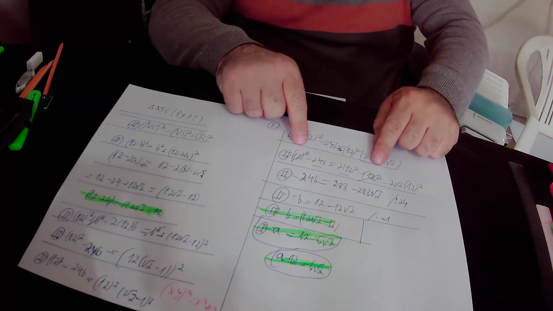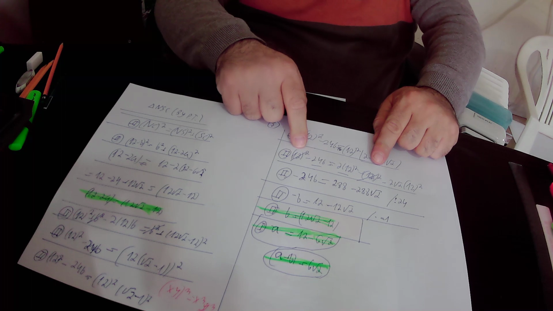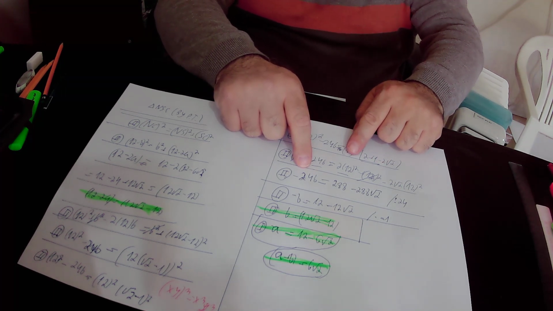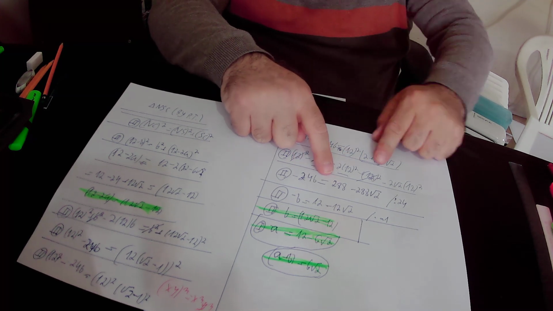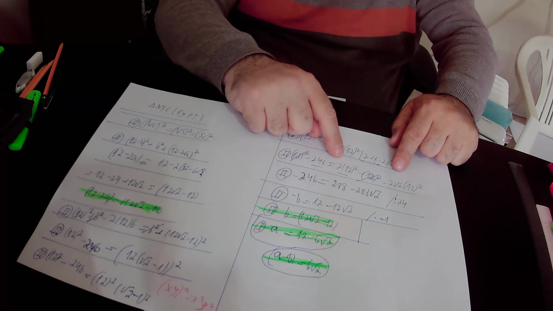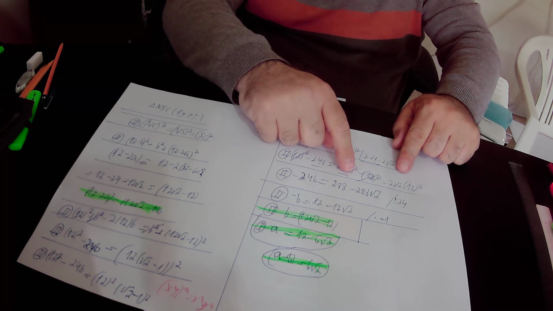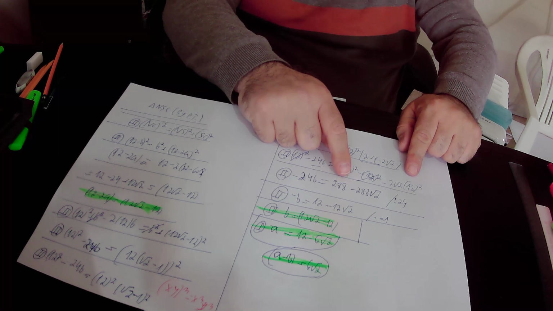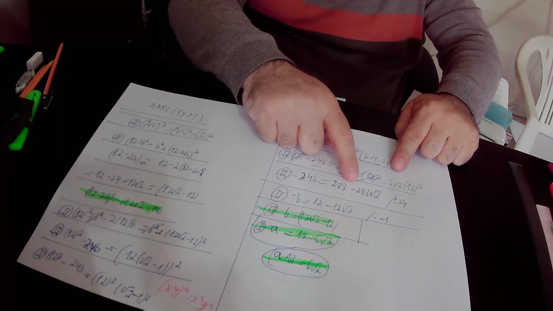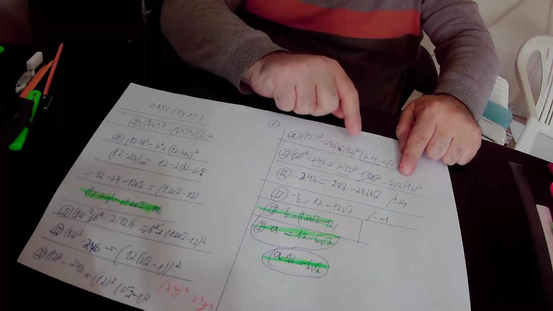After we cancel 12 square, we are left with minus 24b, and here 12 square is 144, 144 times 2 is 288, that equals to 12 square is 144, 144 times minus 2 is minus 288 times square root of 2.